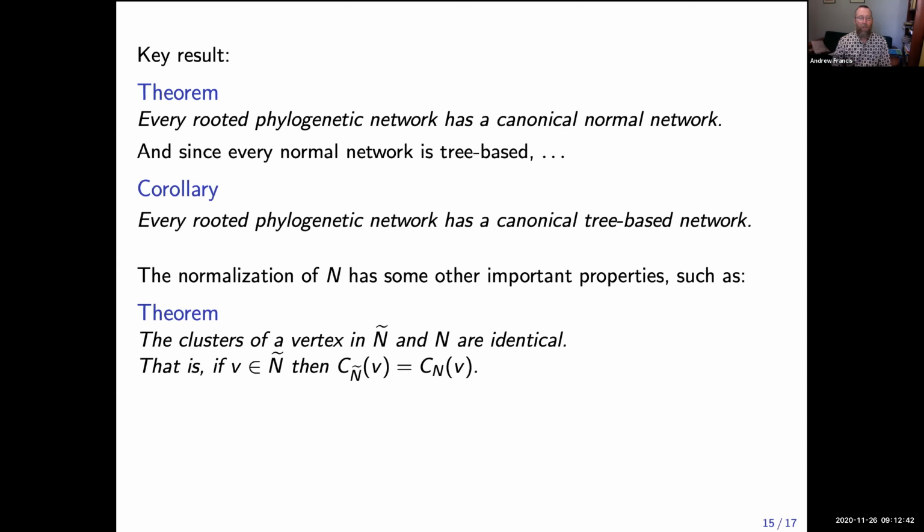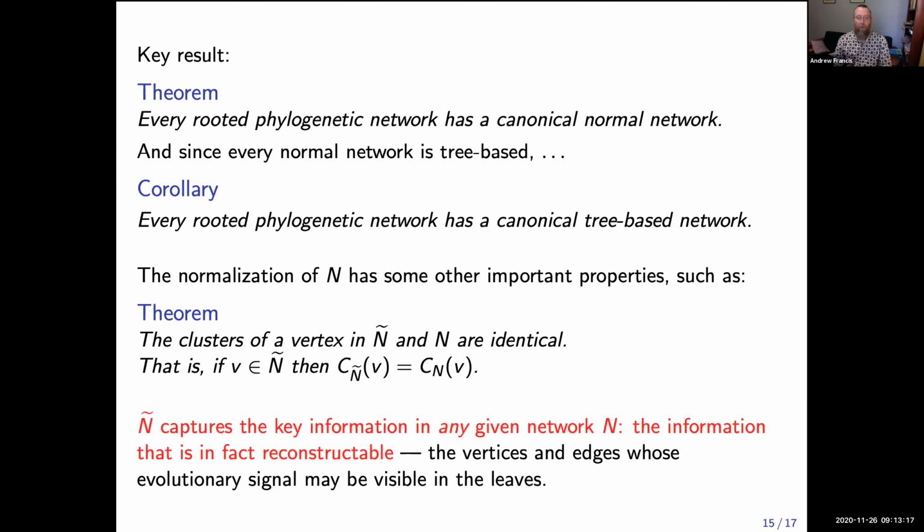And there are other neat properties, such as this one. If you take a vertex in your normalization and consider the cluster of leaves below it, it will be the same cluster as the cluster of leaves below the corresponding vertex in the original network. Remember, the vertices in your normalization, your N tilde there, are the visible vertices from your original N. So there is a natural corresponding cluster, and those clusters are preserved. So your normalization is preserving that sort of information.